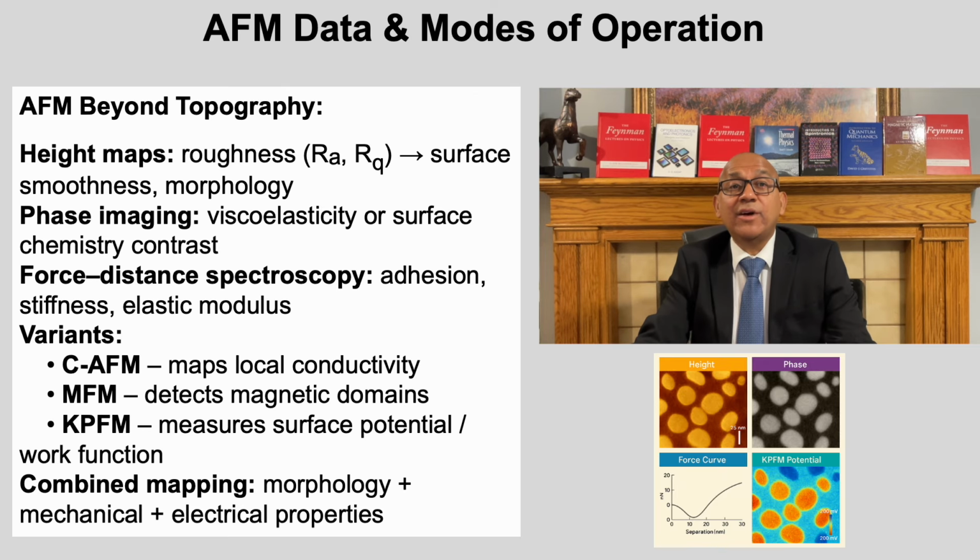While topography provides surface morphology and roughness information, AFM can also map local physical and chemical properties through several specialized modes. In its simplest form, AFM computes average roughness RA and root mean square roughness RQ, metrics often used to assess smoothness in thin film deposition or polishing processes.